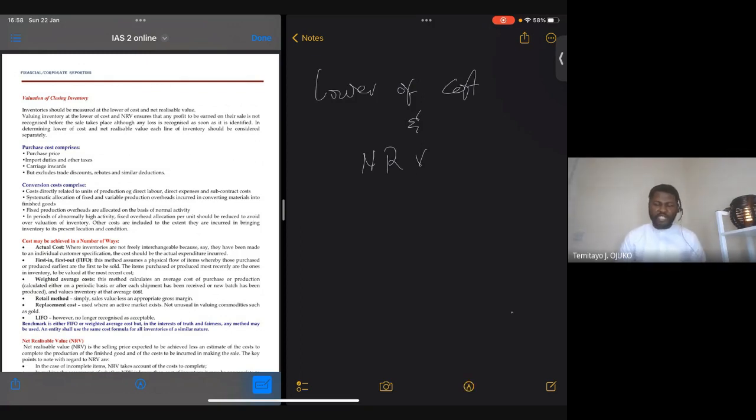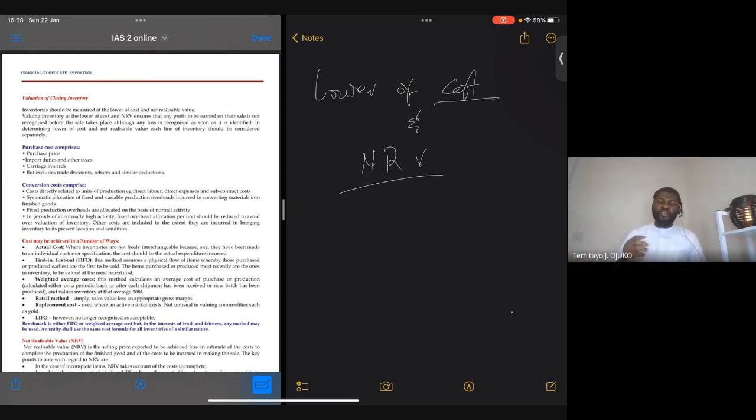So let's take note of that. Inventory should be measured at the lower of cost and net realizable value. What does that mean? It means that whichever is lower between the cost and the net realizable value, that is how you should measure, that is how you should account for the value of your inventory.